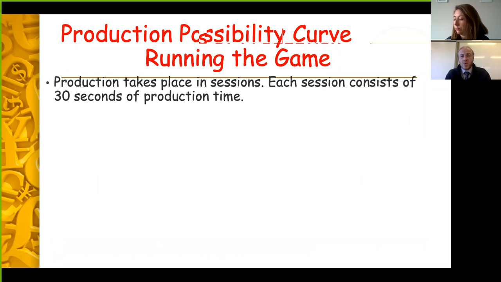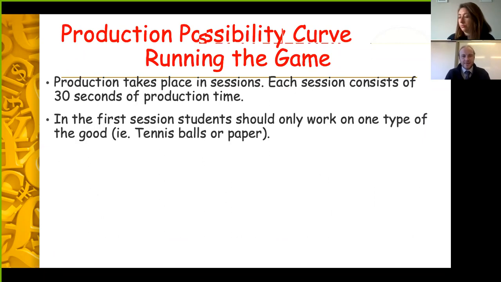Continuing on. So the way you split these up is you do it into sessions. Keep it fast and focused, okay? So make each session the same length of time. 30 seconds is a nice bit of time because it keeps them working as hard as they can, as quick as they can. In the first session, students should only work on one type of good, so you get them to focus all their efforts on either tennis balls or paper, okay?